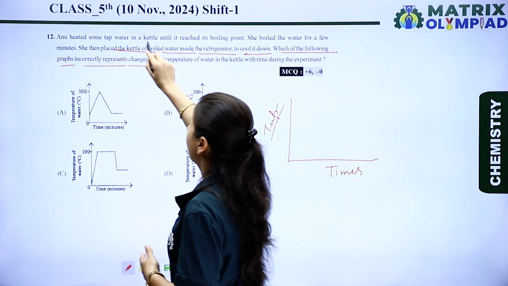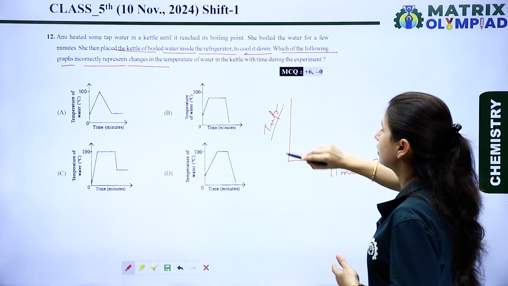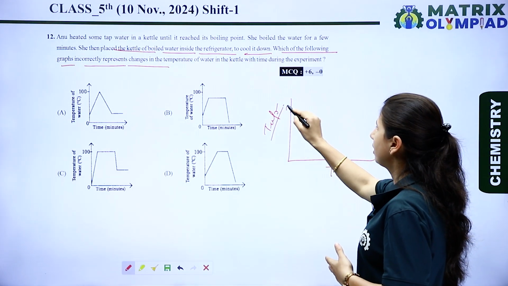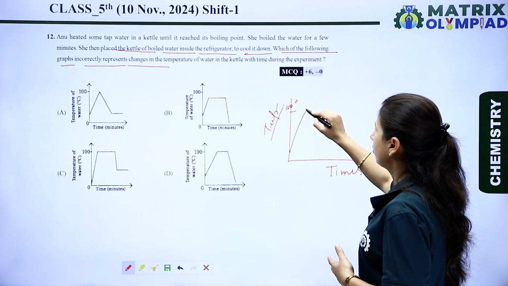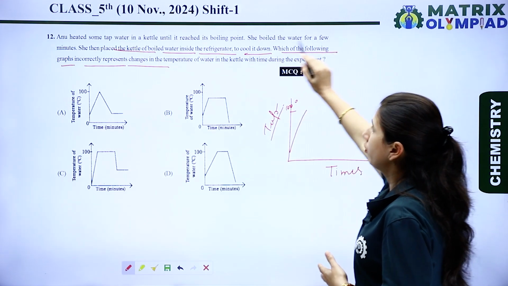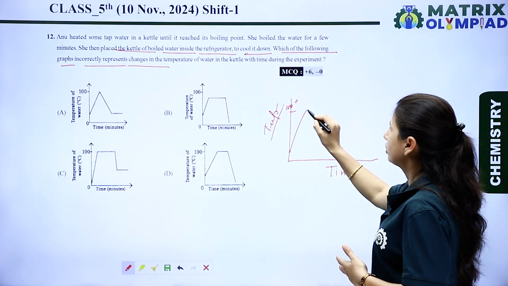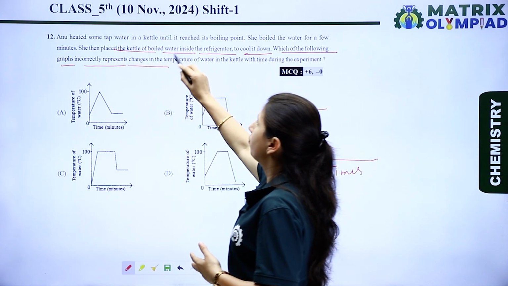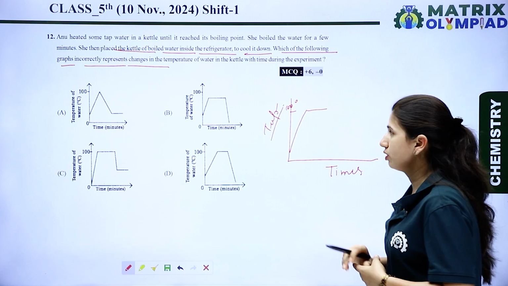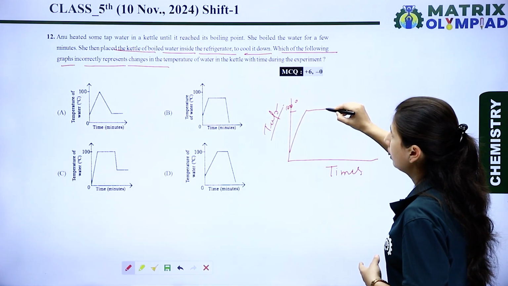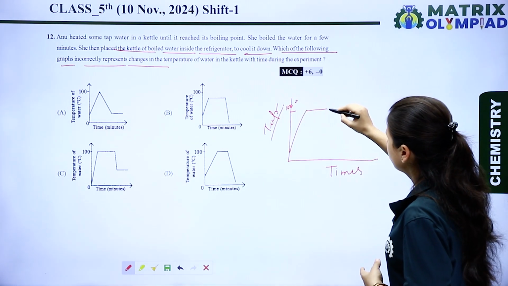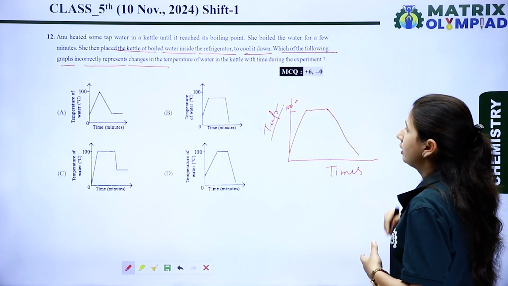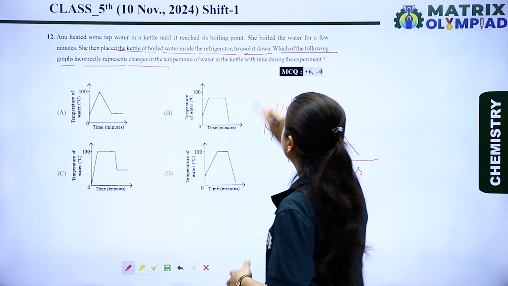Anu heated some tap water in a kettle until it reached its boiling point. We know that the boiling point of the water is 100 degrees, means at 100 degrees the water starts to boil, and she boiled the water for a few minutes. So the graph becomes constant. Then she placed the kettle of boiled water inside the refrigerator, so the temperature becomes down, to cool it down. Cool it down means the temperature is lower than 100 degrees. Now let's see the remaining question.